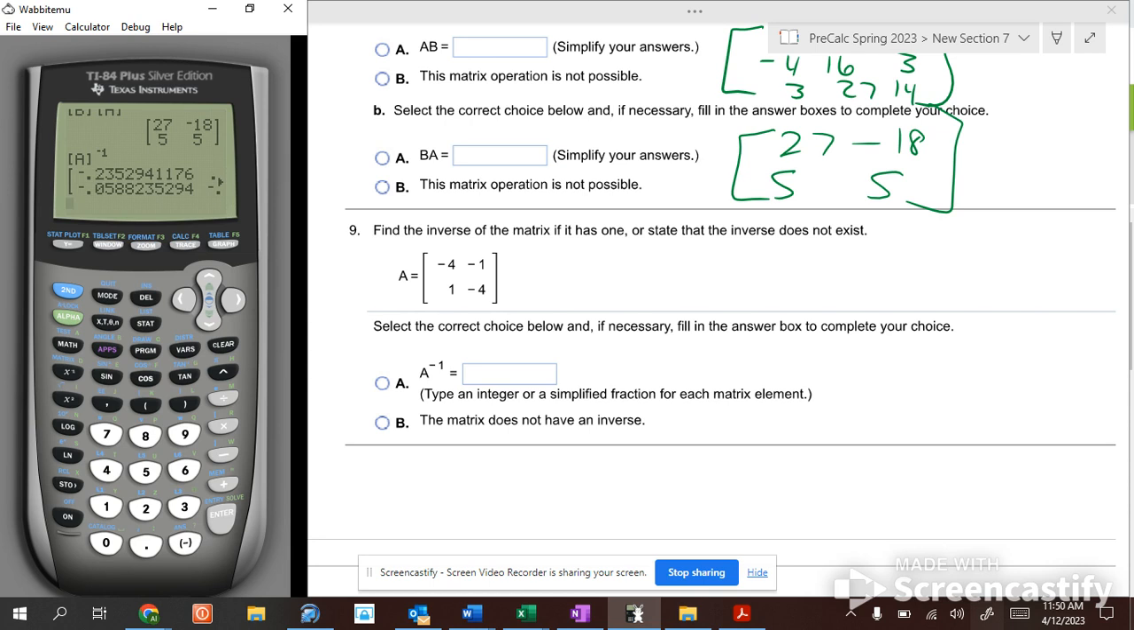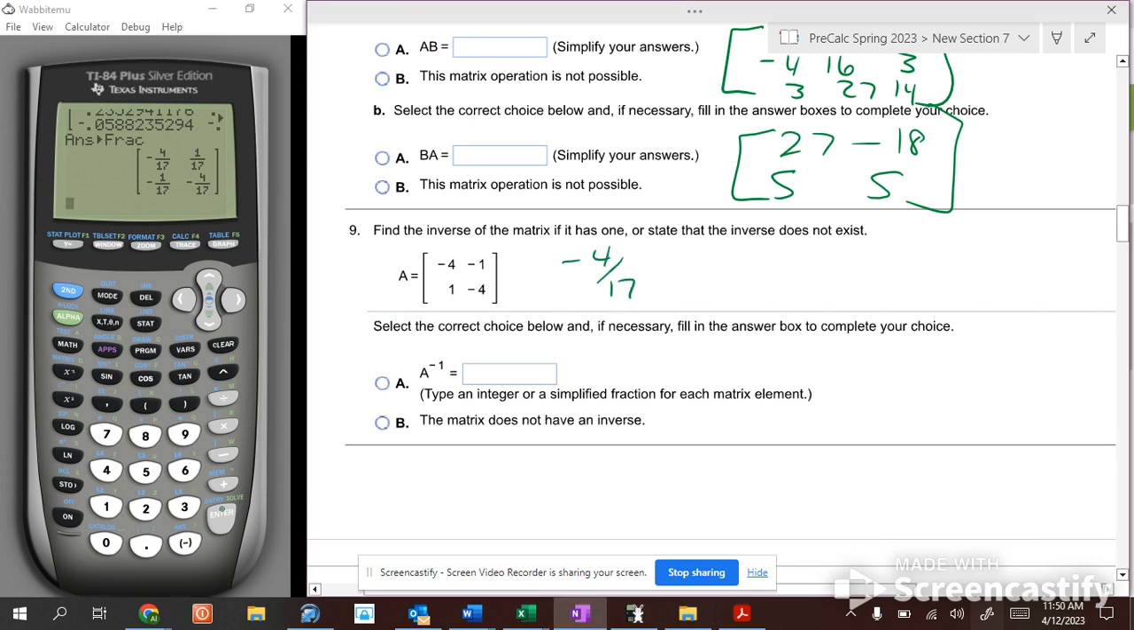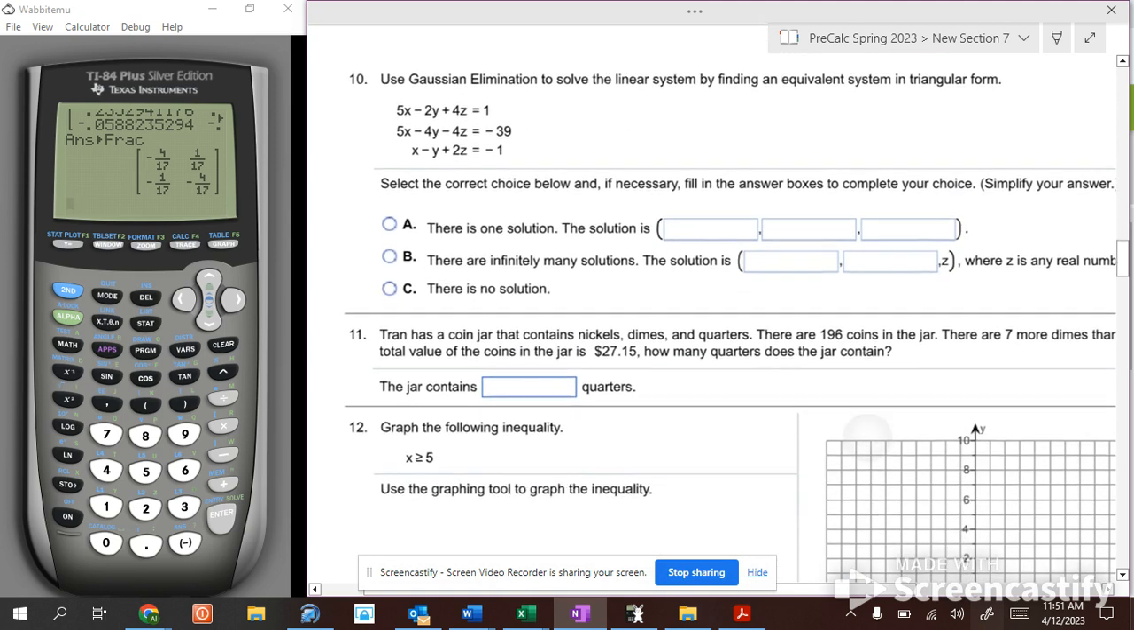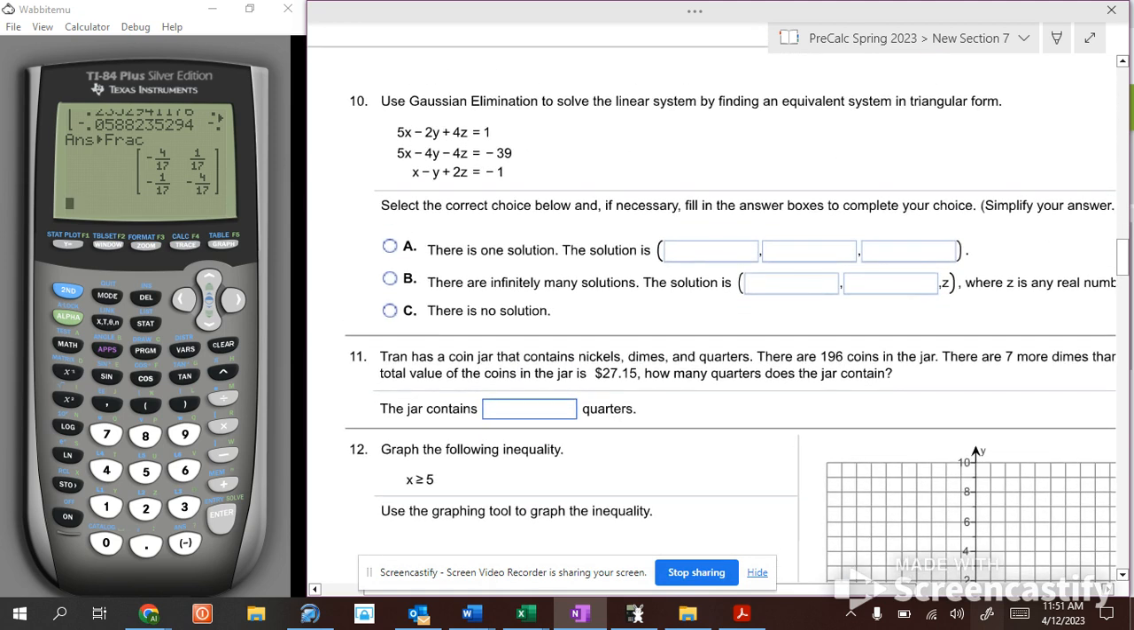go, whoa, those aren't very nice numbers. Well, to simply get them to be nice numbers, change them into fractions. So it's negative 4 seventeenths, 1 17th, negative 1 over 17, and negative 4 over 17. Okay? All right. They say use Gaussian elimination. Don't use Gaussian elimination. Use a calculator.